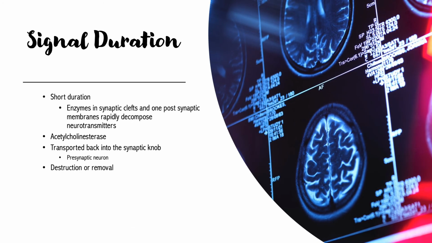The action of these neurotransmitters is of short duration. Enzymes in synaptic clefts and on postsynaptic membranes rapidly decompose neurotransmitters. Acetylcholinesterase decomposes acetylcholine on postsynaptic membranes. Some of these neurotransmitters are transported back into the presynaptic neuron. Destruction or removal of neurotransmitters prevents continuous stimulation of the postsynaptic neuron.